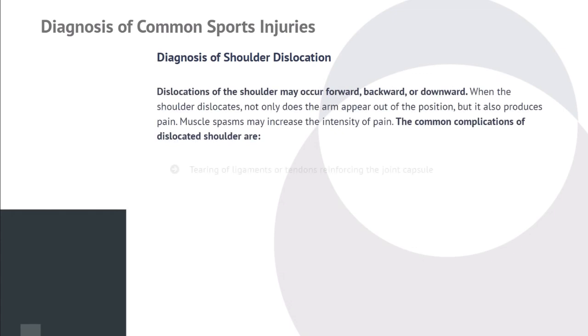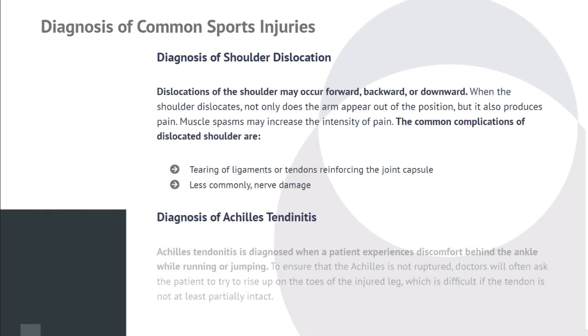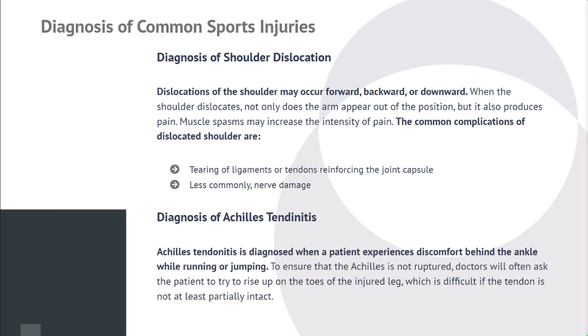Diagnosis of shoulder dislocation. Dislocations of the shoulder may occur forward, backward, or downward. When the shoulder dislocates, not only does the arm appear out of position, but it also produces pain. Muscle spasms may increase the intensity of pain. The common complications of a dislocated shoulder are tearing of ligaments or tendons reinforcing the joint capsule. Less commonly, nerve damage.